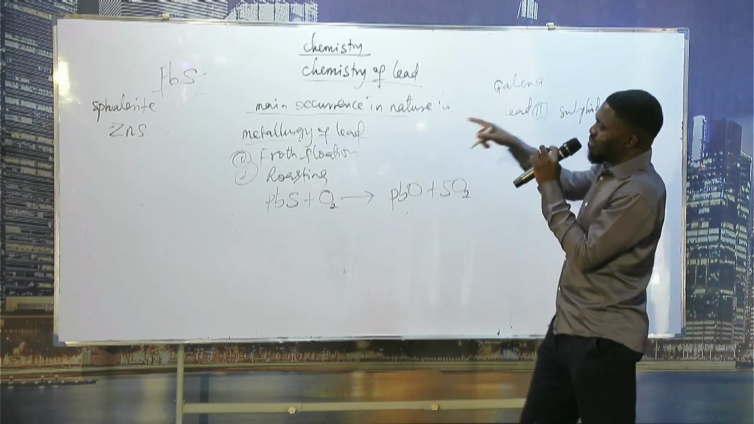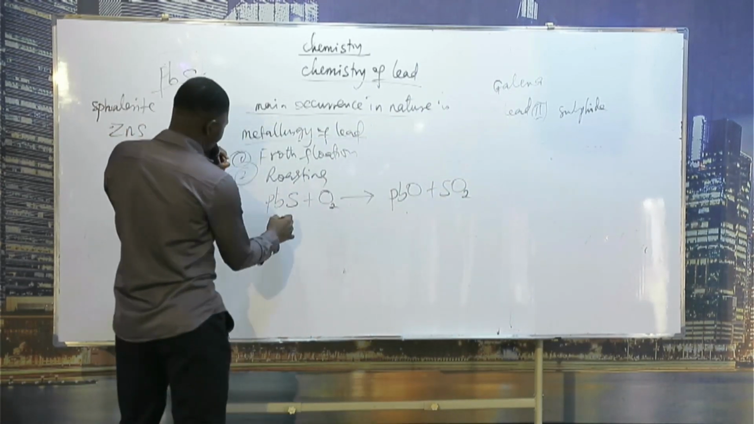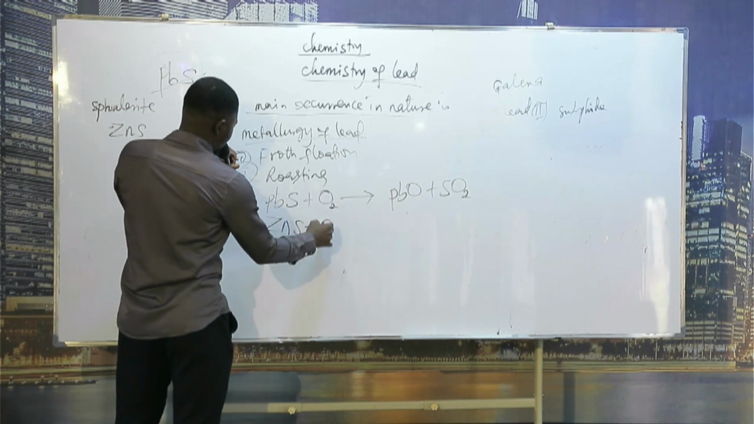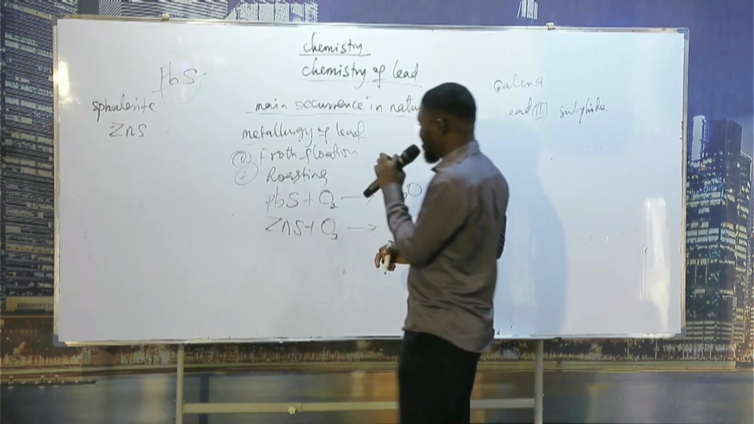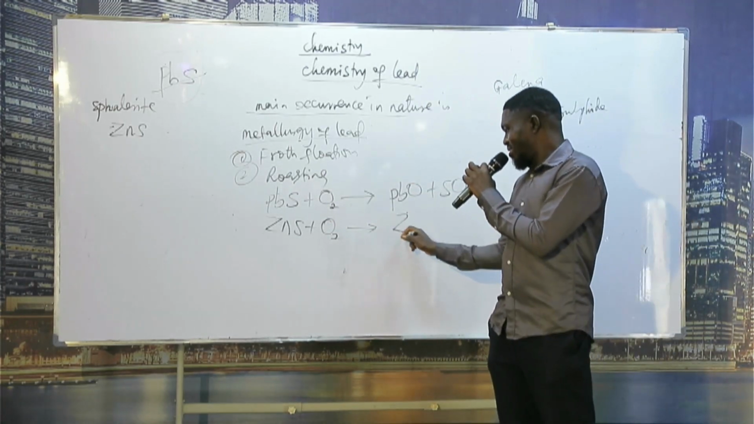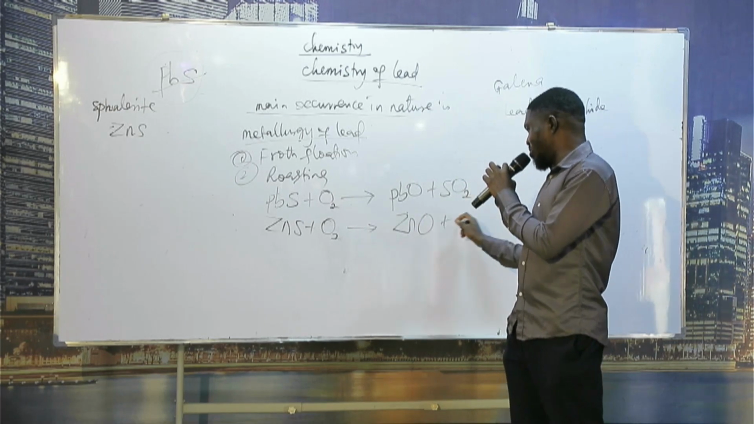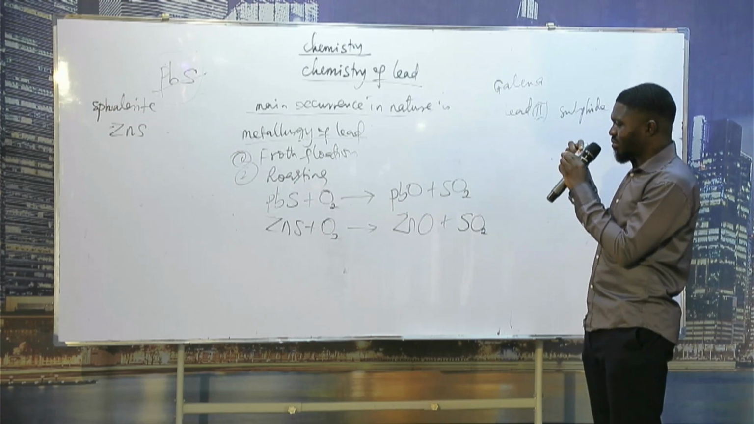Remember that the galena is mixed with what? This. So this will also undergo its own reaction too. Two of them are roasted at the same time. So can you tell me the product now? Based on this, can you tell me the product now? Zinc oxide plus what? Sulfur dioxide. Okay, let's balance the equation.